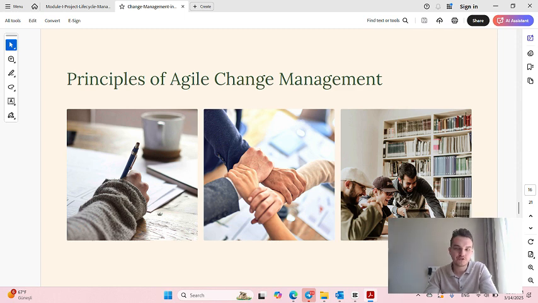agile change management. First of all, a few words about agile. Agile is a new project management technique, well, relatively new. It emerged in the 2000s in response to the traditional waterfall management, and its aim was to solve the rigid planning of waterfall and to increase the flexibility of project management, right?